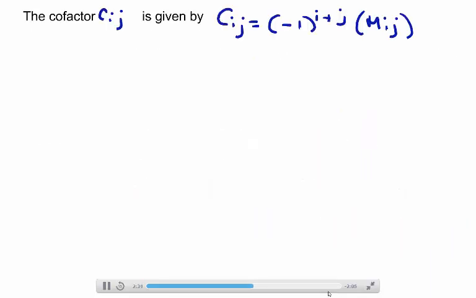The cofactor C sub i sub j is given by C ij equal to negative 1 raised to the power of i plus j times the minor of i and j.